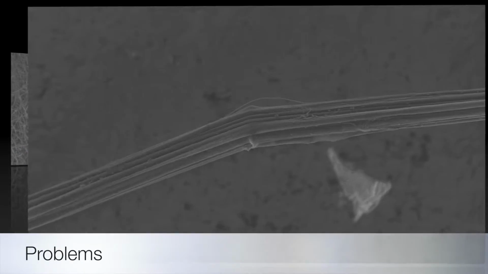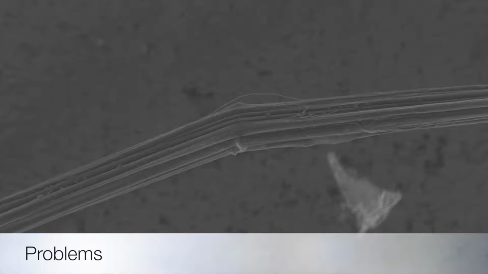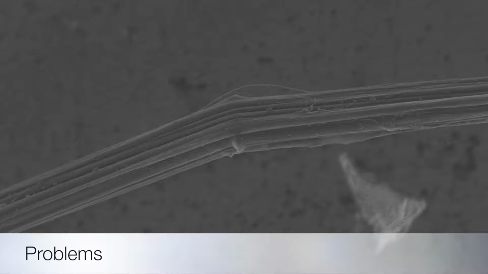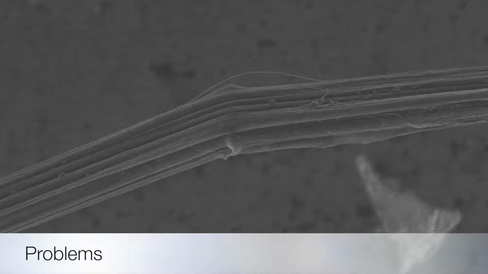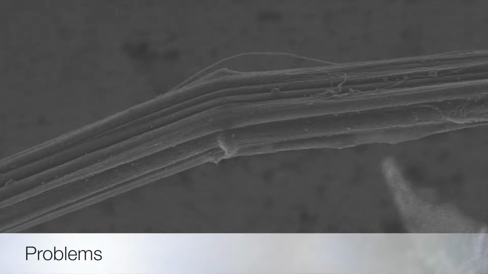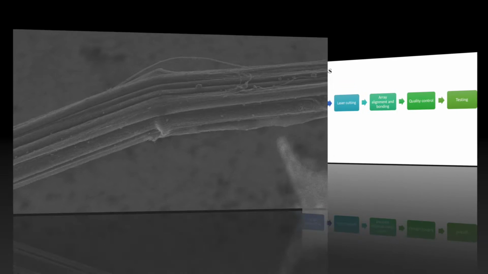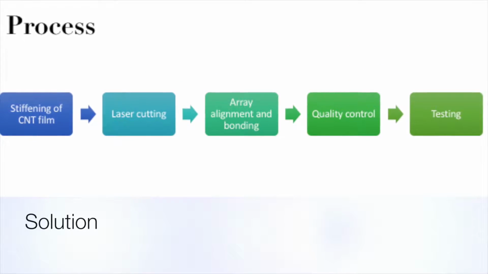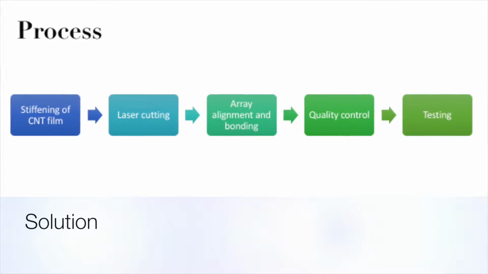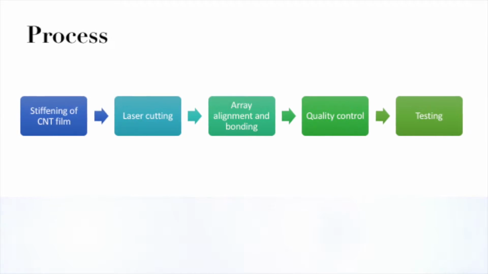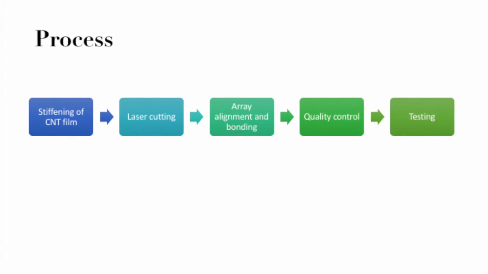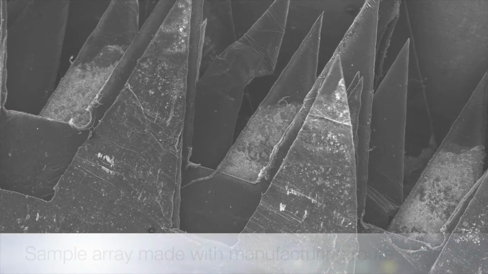Another problem that we're encountering is the handling of these fibers and films. Because of their spinning process and storage, some of them end up having bends which will affect our field emission. To solve this problem, I've developed a new manufacturing route which stiffens the material, making it easy to handle, and then it is processed to manufacture a repeatable array which then undergoes quality control and field emission testing.